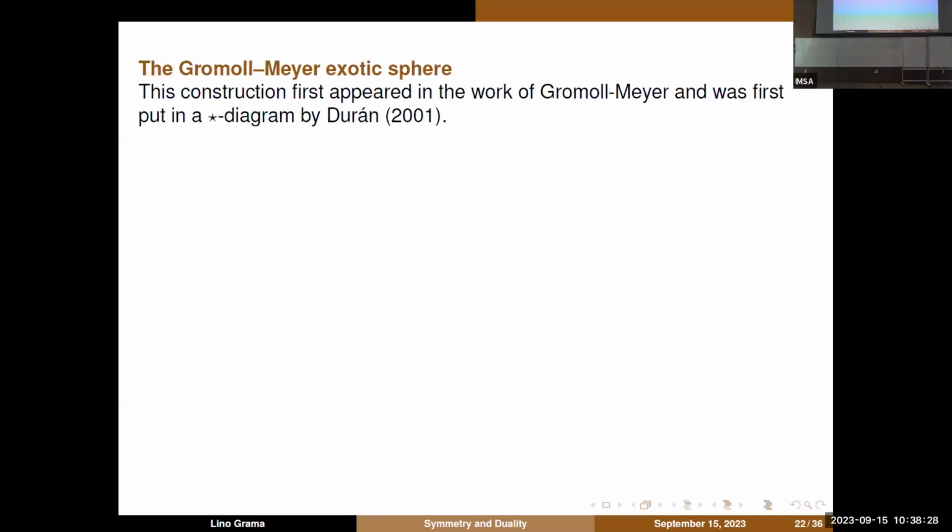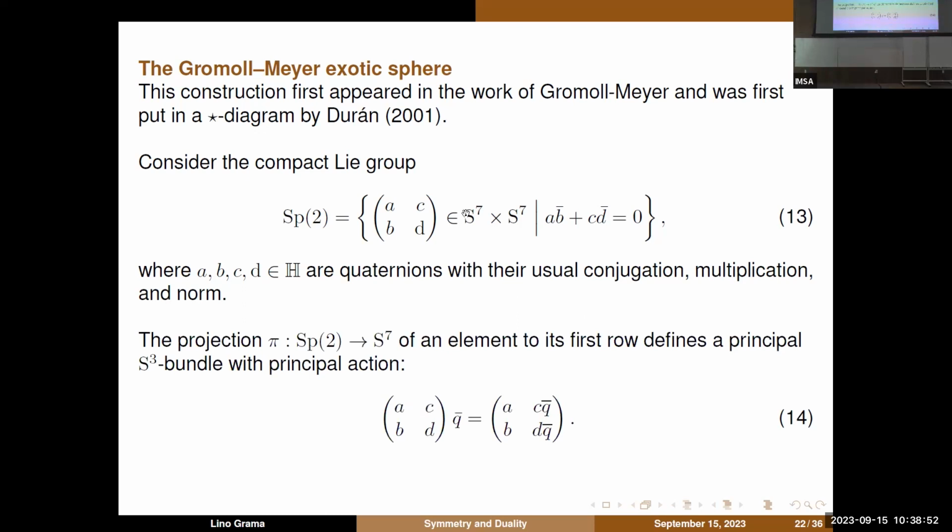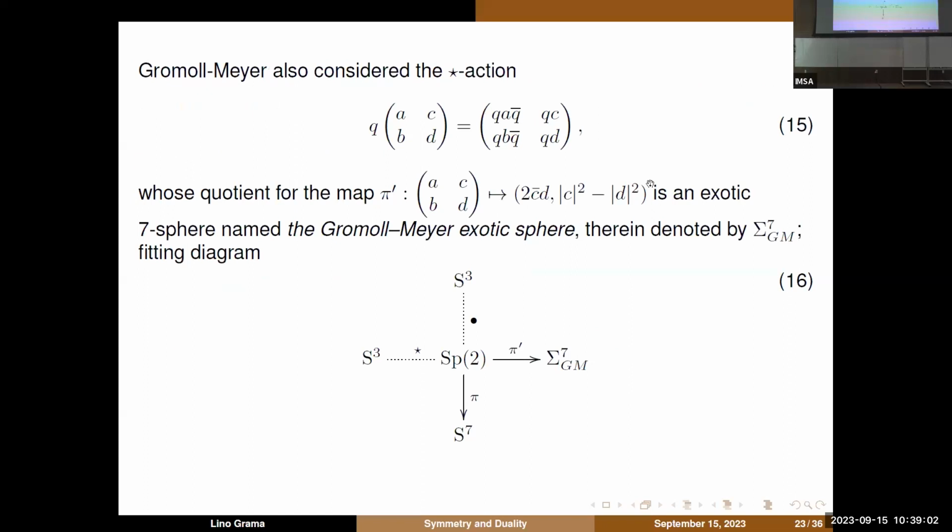And we can put the Gromoll-Meyer exotic spheres in this language. Gromoll and Meyer did not use this setup, but it was proposed by Duran. We consider the compact group S3, the 2x2 matrices with quaternion entries, and we consider normal conjugation, multiplication, and so on. They pick this action, Q on the right, which just multiplies the second column. And then the star action is a conjugation on the first column.